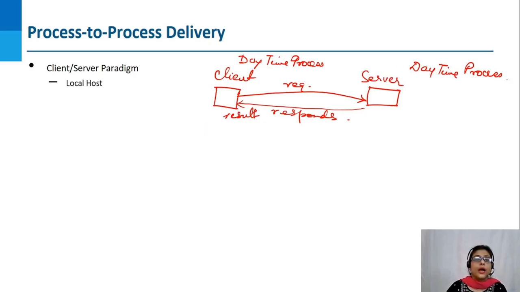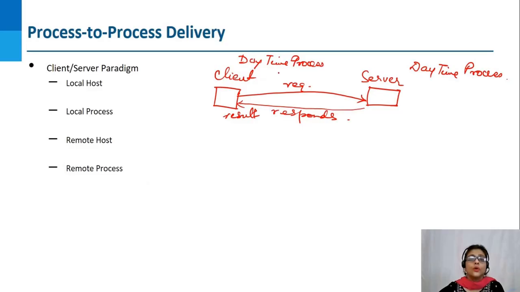In order to understand the client-server paradigm, we must understand four different terms. One is the local host, the second is the local process, the third is the remote host, and the fourth is the remote process. The local host is the client, the local process is the daytime process, the remote host is the server, and the remote process is the daytime process at the server end.